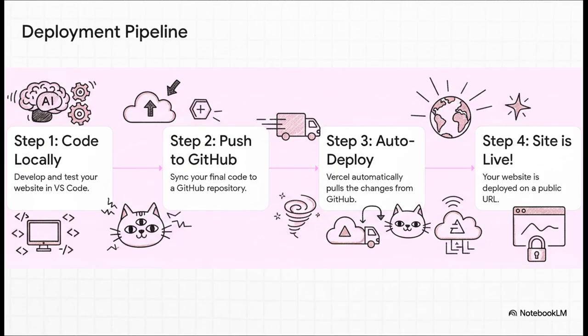And here it is, the final piece of the puzzle, the deployment pipeline. It sounds complicated, but it's not. First, you just tell Claude to push your final code to a place called GitHub. Then, this amazing free service called Vercel automatically sees that new code, grabs it, and deploys it to a live public URL. The whole thing is pretty much automated and makes going live so simple.